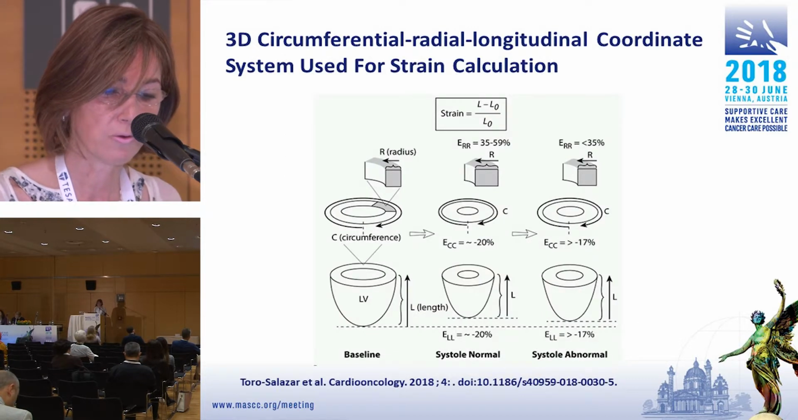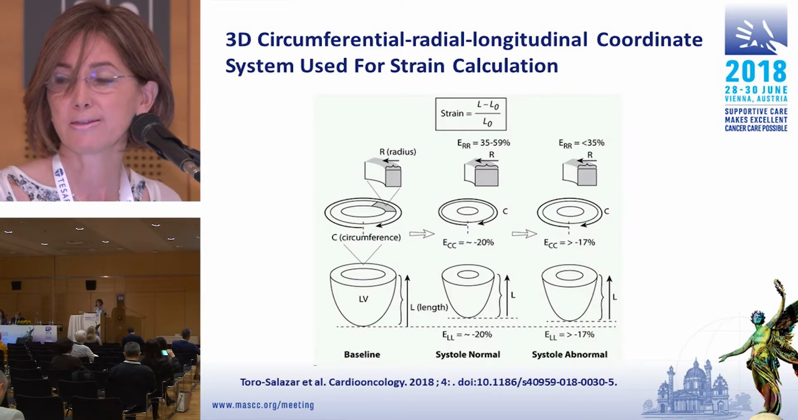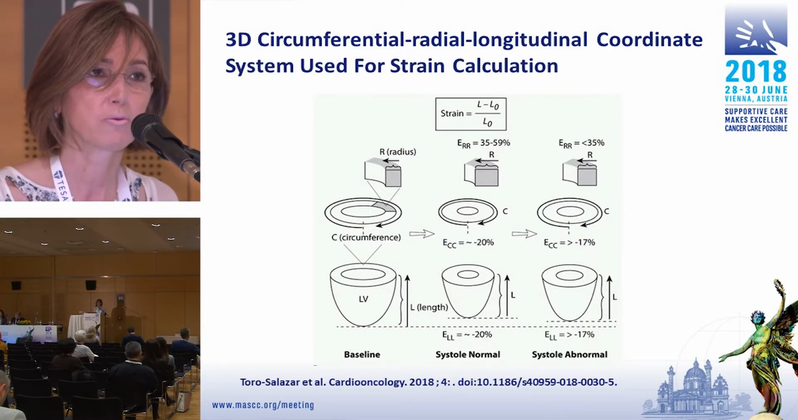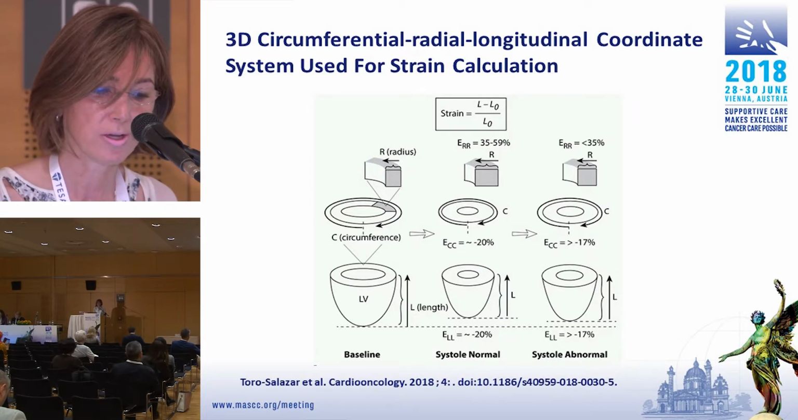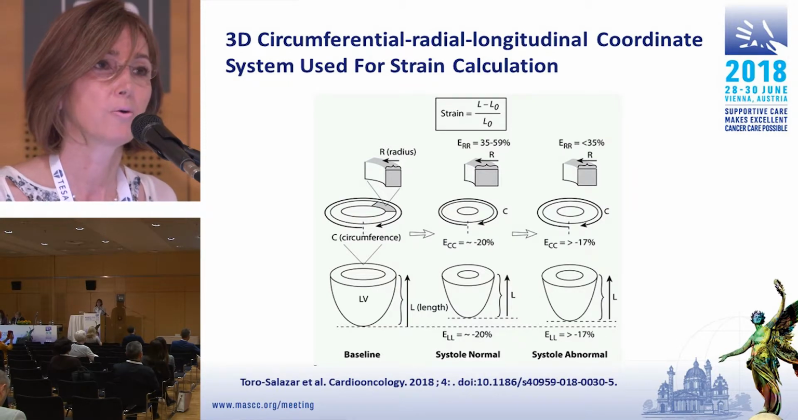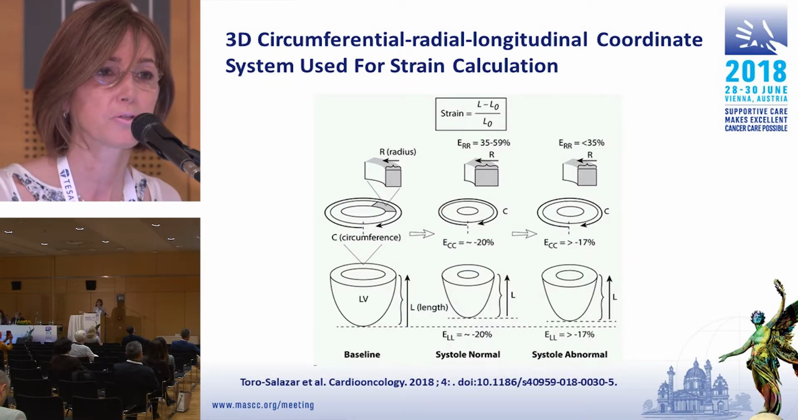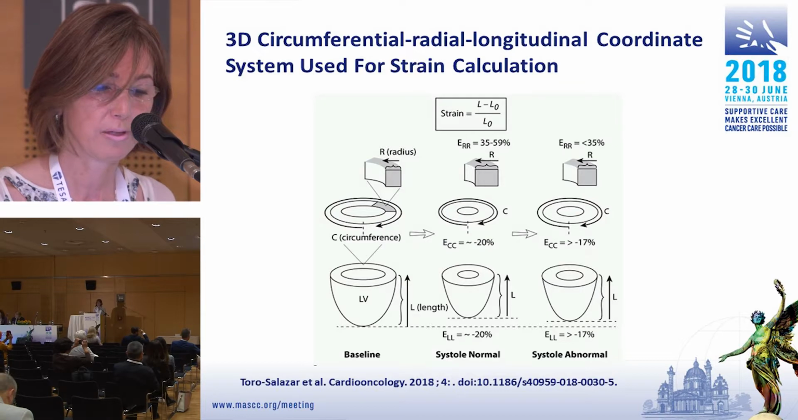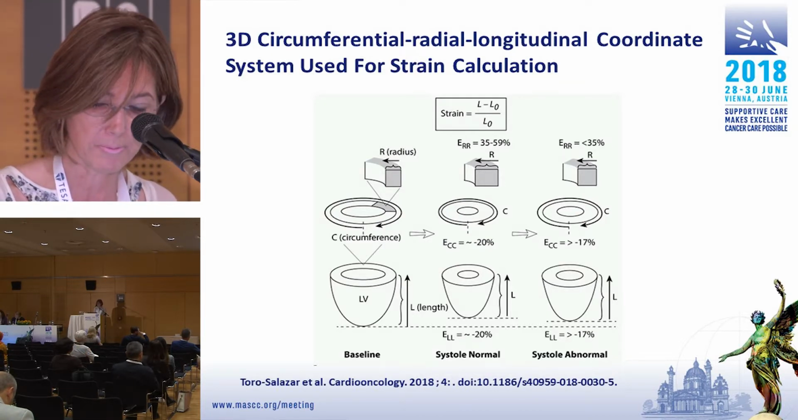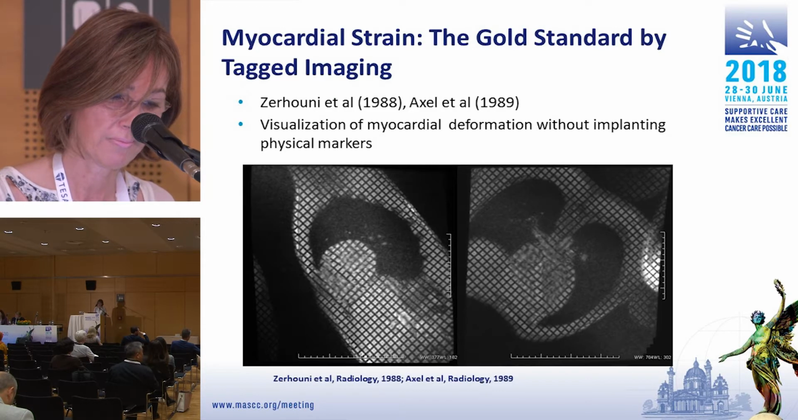So this concept of myocardial strain is defined as a percent change in length in these three directions, with radial strain being a positive change, circumferential and longitudinal strain being a negative change. And now we know that changes of more than 15% from baseline, as well as a decrease in strain of more than minus 17%, being a significant finding.